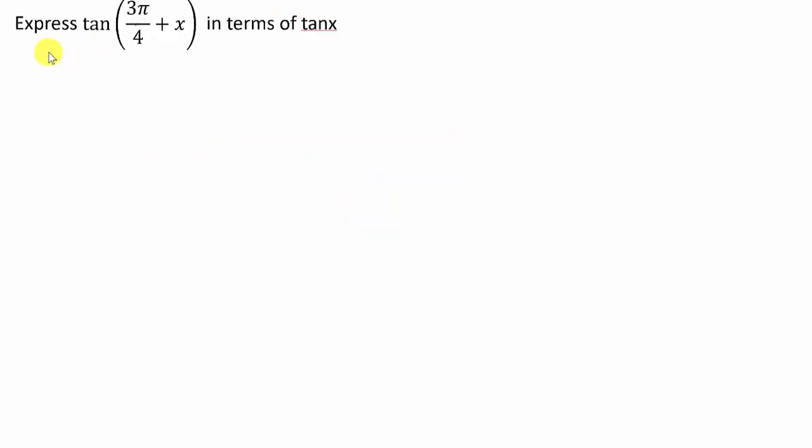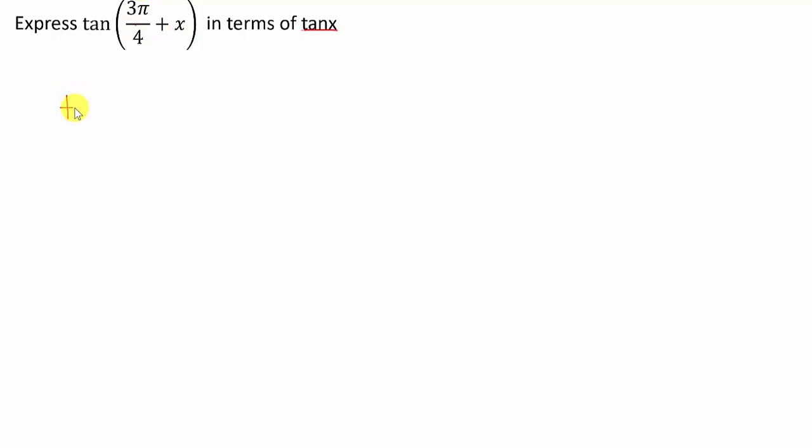Okay, in this example, we need to express tangent of 3 pi over 4 plus x in terms of tangent x. So that's just telling me that I still only want tangent of x in my answer. And I see that I have 3 pi over 4 plus x. So I have this angle plus whatever this angle would be. That's an angle addition formula.